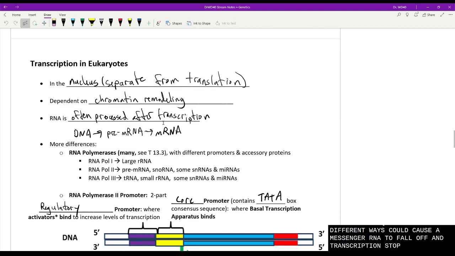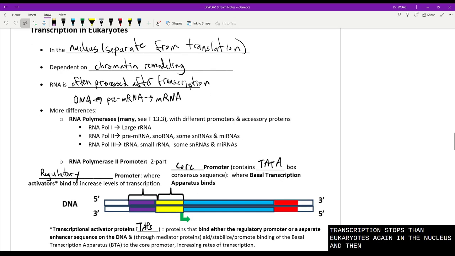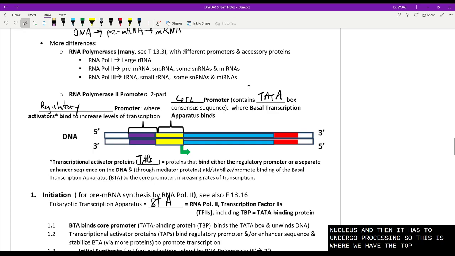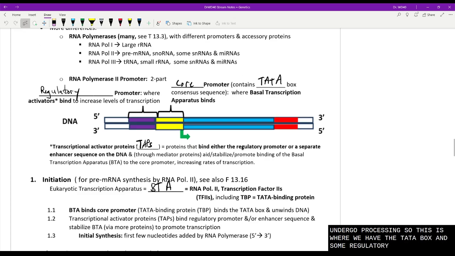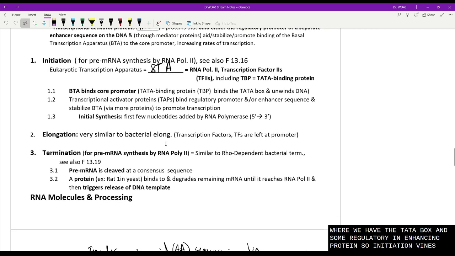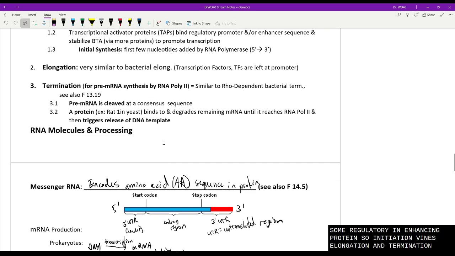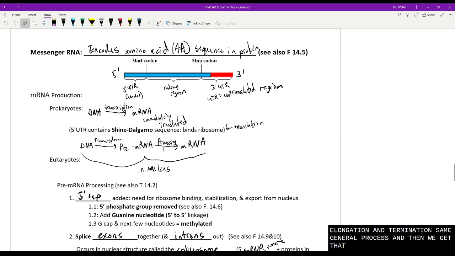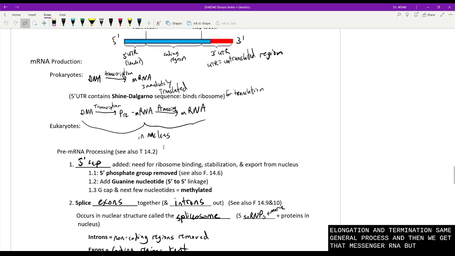transcription stops. And then in eukaryotes, again, it's in the nucleus, and then it has to undergo processing. So this is where we have the TATA box and some regulatory and enhancing proteins. So initiation, binding, elongation, and termination. Same general process. And then we get that messenger RNA. But remember, messenger RNA in eukaryotes has to be processed.